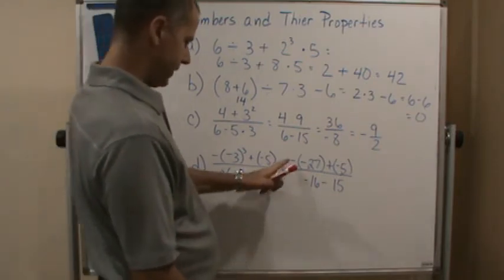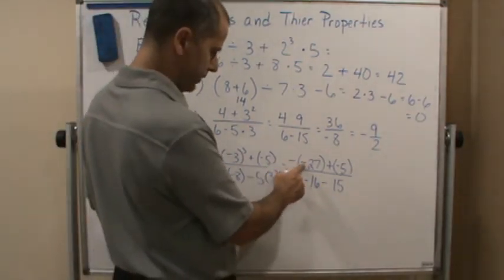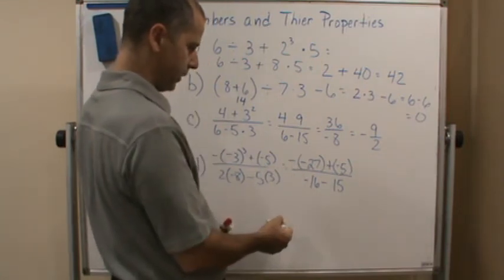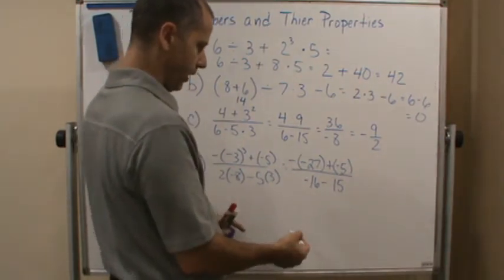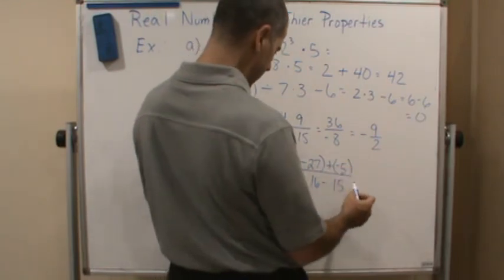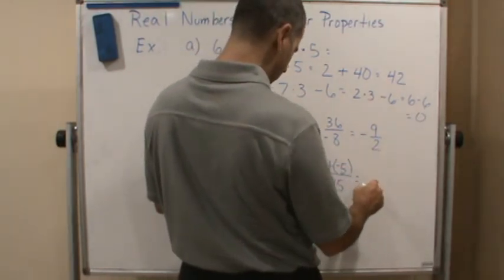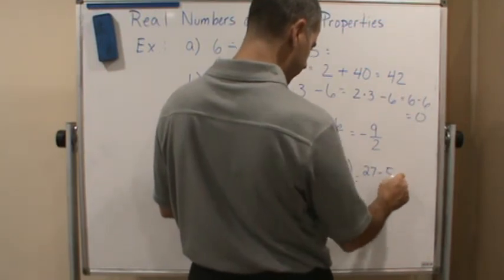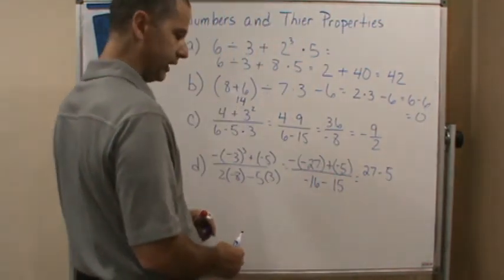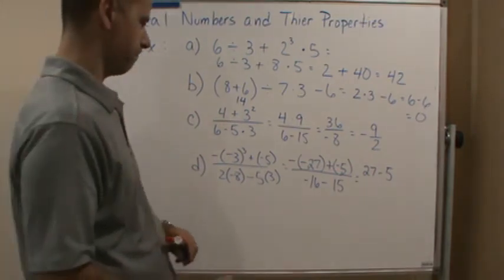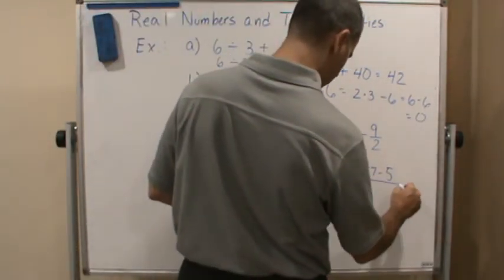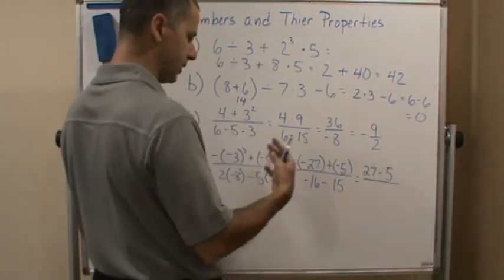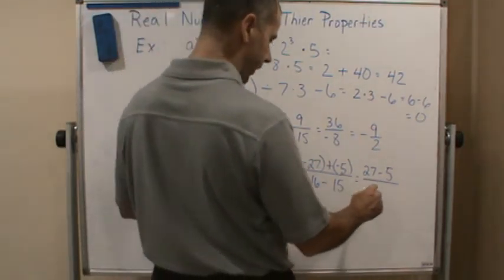Now I'm going to go back to the top. A negative times a negative is positive, so this is going to be the opposite of negative 27, so positive 27. And I'm going to change this to a subtraction, I can do that. So it's going to be 27 minus 5. A plus negative is the same as subtraction. And so negative 16 minus 15 is going to be a negative 31.